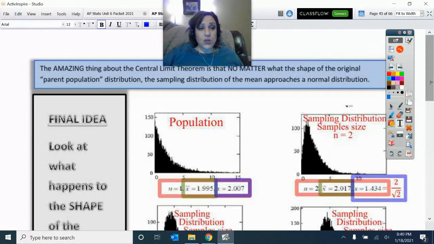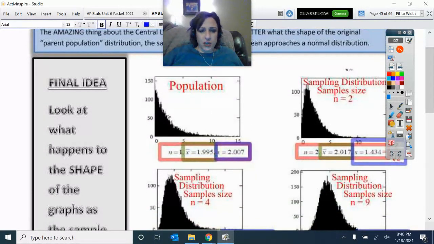Here we go. So we know that the amazing thing about the central limit theorem is that no matter the shape of the original parent population, the sampling distribution of means will approach the normal model as the sample size gets large enough. So here's a picture of a population. We have individual x's here, and I know it's a population because n equals 1. Look at our population mean. It's about 2, and our standard deviation is about 2. Let's watch these numbers as we move along, and watch the shape.